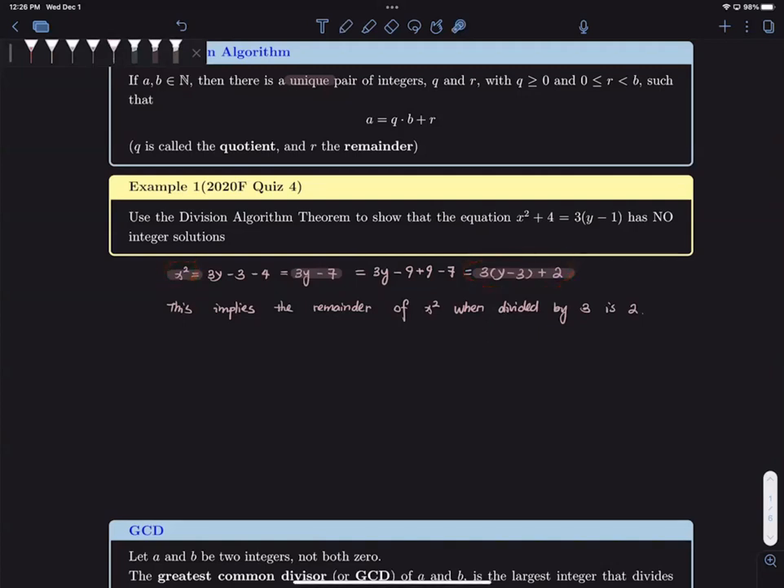Now think about the x squared itself. We used this side already, so let's ignore this. Look at this side, your left-hand side. X squared, right? It can never have remainder 2. That's correct. But how do we reach there?